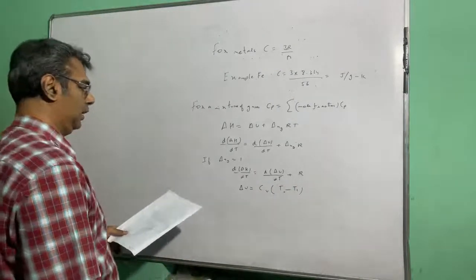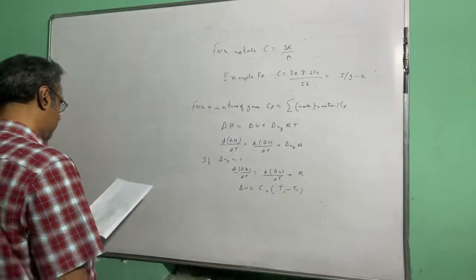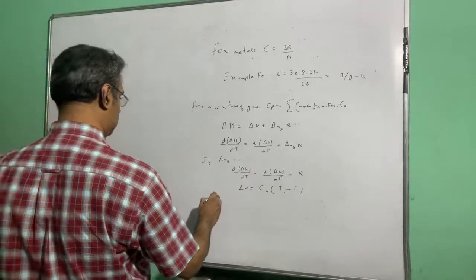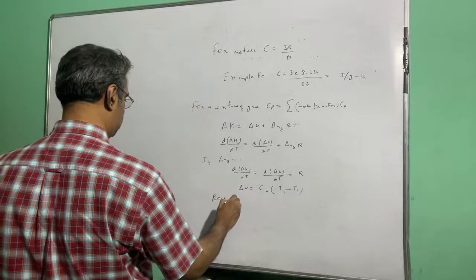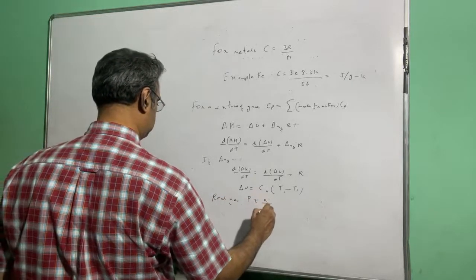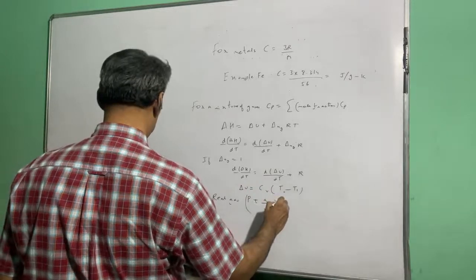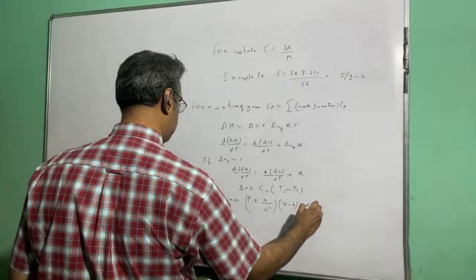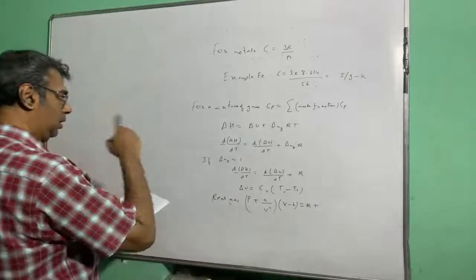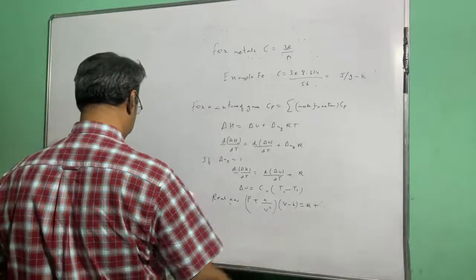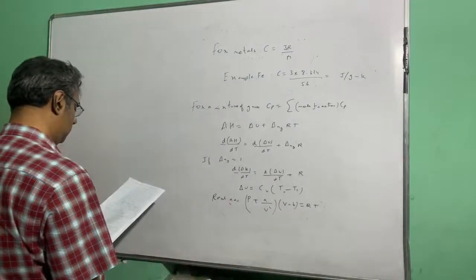Meanwhile, you know that delta U is Cv into T2 minus T1. Now, all this is for ideal gas. If it is a real gas, then (P plus a/V squared) into (V minus b) is RT. For real gas, pressure plus a by V squared into V minus b is equal to RT.